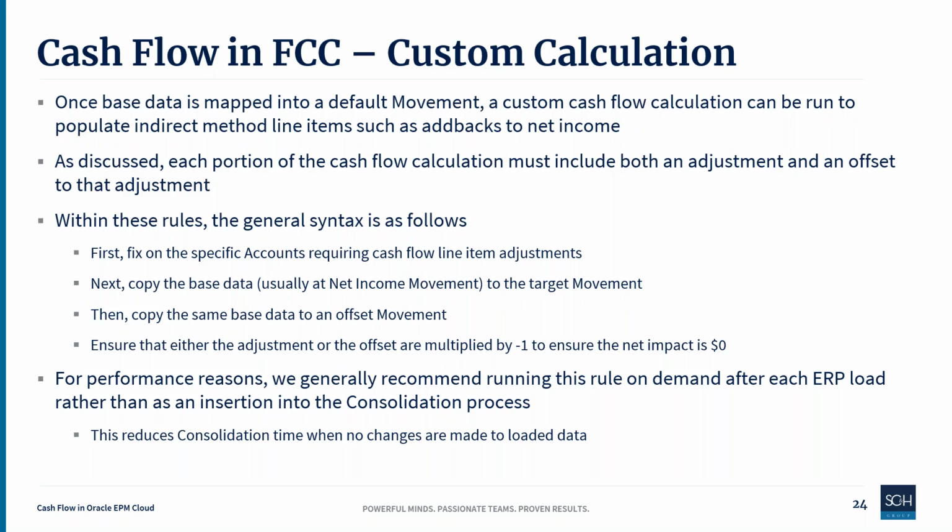Generally, we recommend running what's called an on-demand rule, which is to say that after you load the data, you'll go in and either click a button to run the rule, or it's included as part of a separate automated process, rather than running what we call an insertion rule, where it runs every time data is consolidated. The reason for that is, a lot of times you'll make journal entries or adjustments that won't actually affect your cash flow. It'll stay cash neutral. In those cases, there's no reason to run a cash flow calculation again, and so you'll be able to run the consolidation excluding any cash flow adjustments.